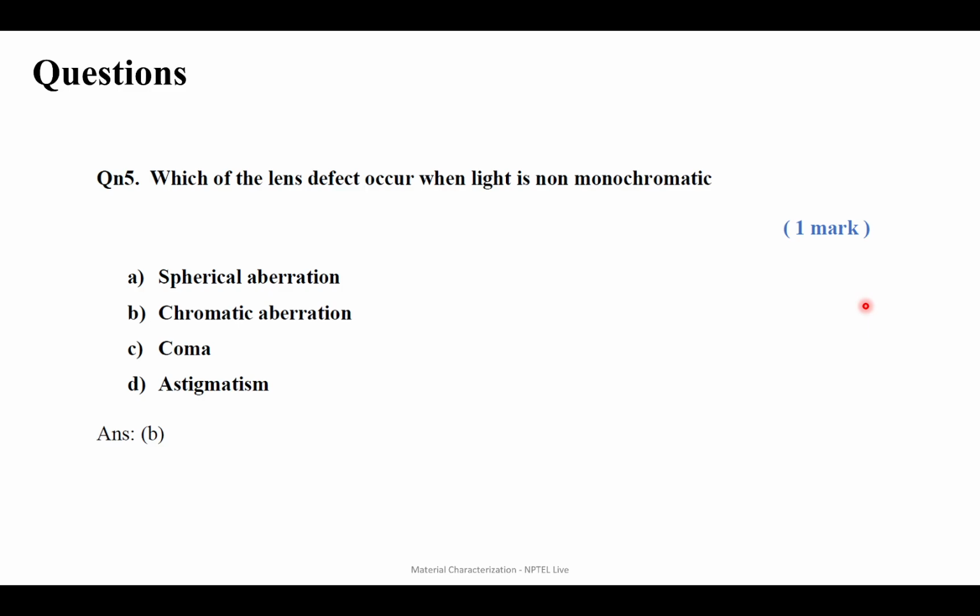So what is chromatic aberration? For each wavelength of light, Snell's law acts differently, and hence the focal length of the lens for each wavelength of light will be different. So there will be some variation in the focus point for each wavelength. Each wavelength will have a slightly different focus point, and that is called chromatic aberration.